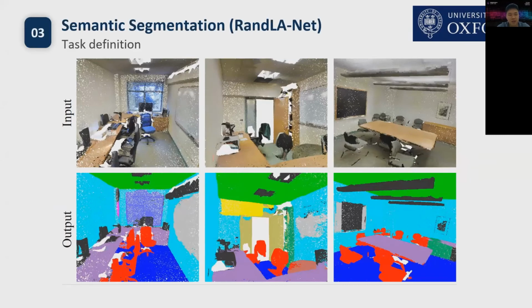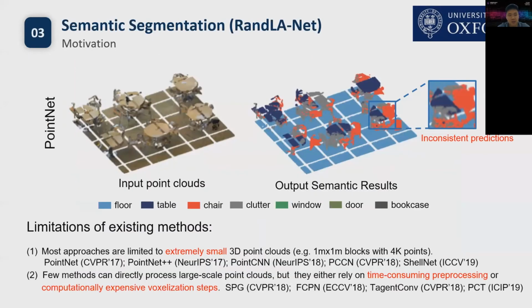Okay, so first I will introduce our work, which aims to achieve the semantic segmentation of large-scale point clouds. This is the basic definition of the task. The motivation of our work is that most of the existing methods have two limitations. First, they are limited to extremely small 3D point clouds. For example, PointNet usually divides the whole room into several small blocks, for example 1 meter by 1 meter blocks with 4,000 points.